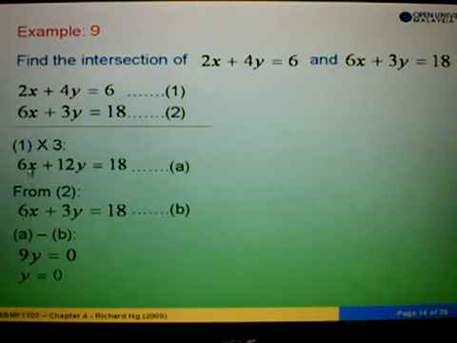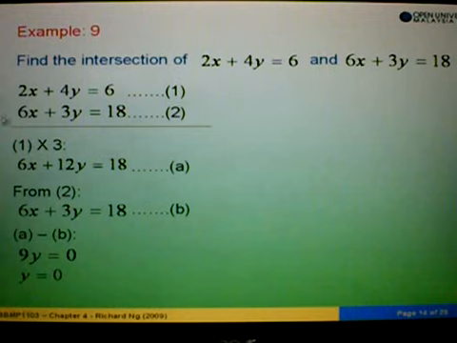Alright? So what we do is we take equation A minus equation B. So 6x minus 6x, we will get rid of 6x. Next, 12y minus 3y, we will get 9y. And then on the right hand side, we have 18 minus 18 equals 0. So since 9y equals 0, then we can say y equals 0.